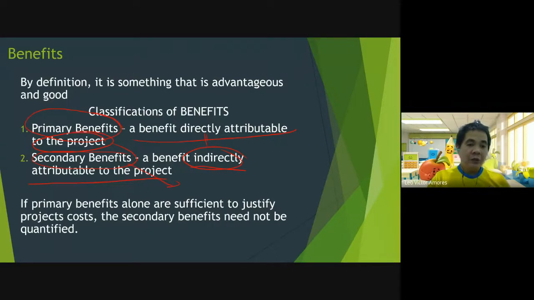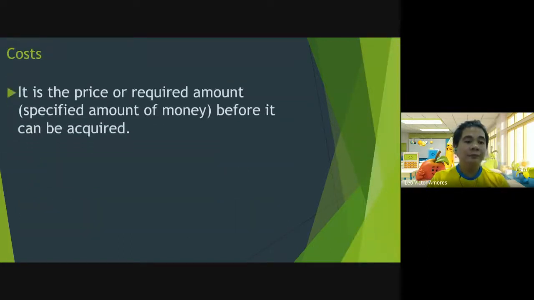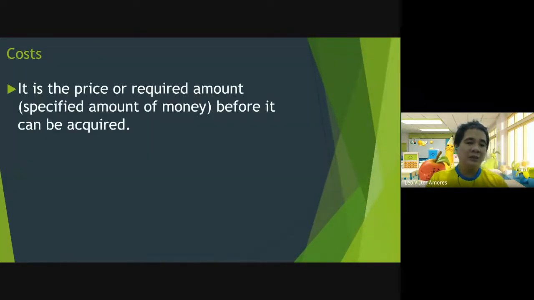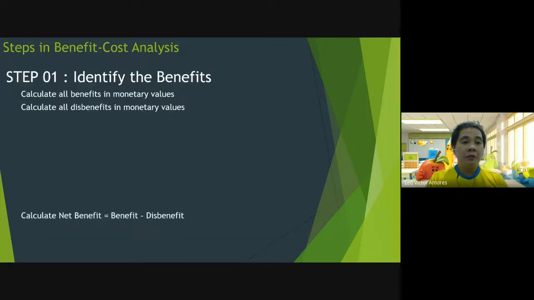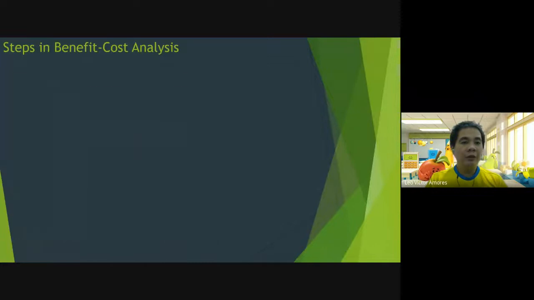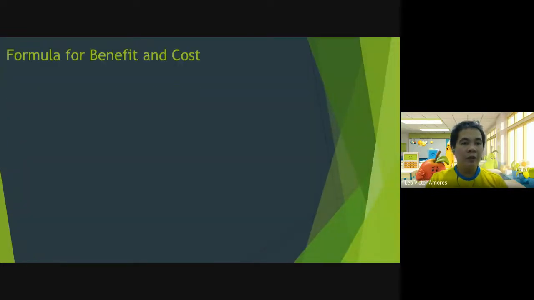Okay? That means nga if your primary benefit alone are sufficient to justify the project's cost, ang secondary benefit dili na nimo angay pa i-just i-quantify no. Not unless needed yun siya. And then basically cost is the price or required amount for the investment. So these are the steps. So I'll skip that one because that was already discussed in the pre-recorded discussion.